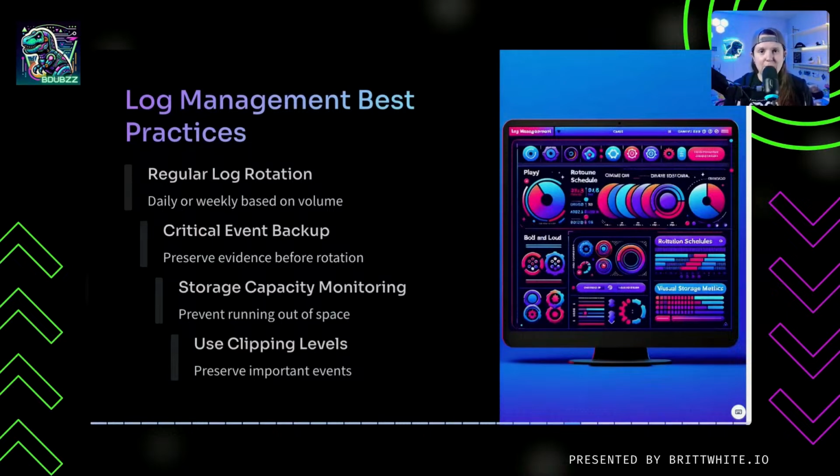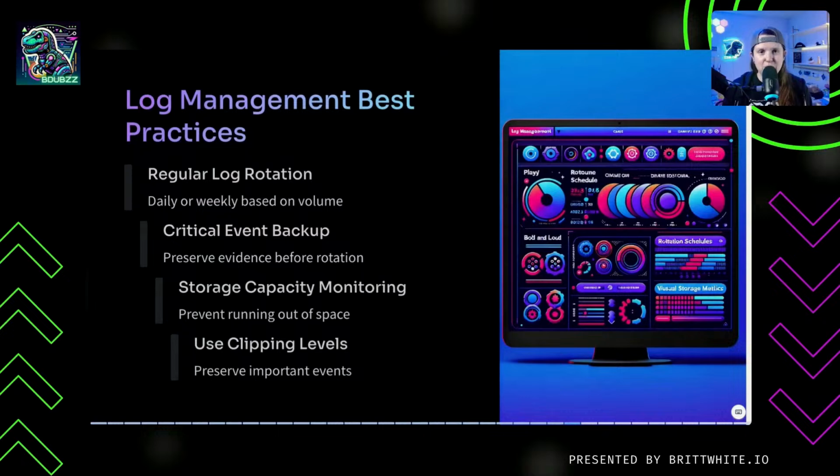First, implement regular log rotation, like changing the tapes in a security camera system. You should do this daily or weekly, depending on your data volume, to keep storage manageable while still maintaining recent history. Second, and this is important, always back up critical security events before rotating this log storage. You don't want to lose evidence of potential security incidents due to routine maintenance. Think of it as making copies of important security footage before reusing the tapes.